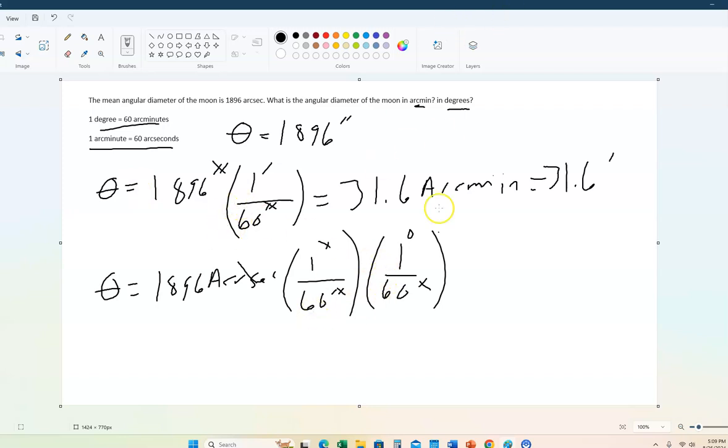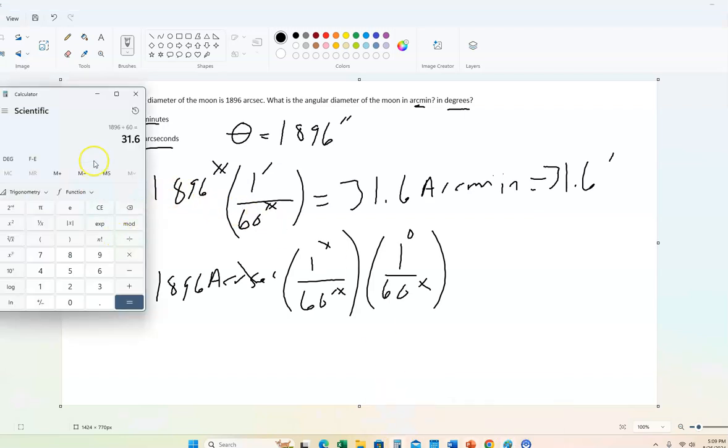I'm going to start it from the beginning here. As soon as I get my calculator, where is it? There it is. Let's just start like we're starting from scratch. 1,896 divided by 60 squared. Make sure you have a scientific calculator for this class. This is a college level science class, so you should be able to square this. Then say equals.